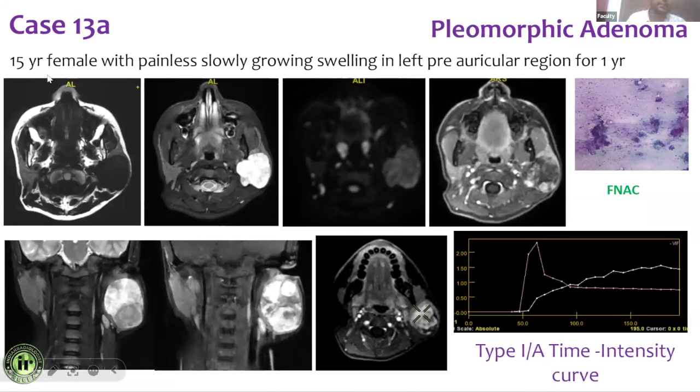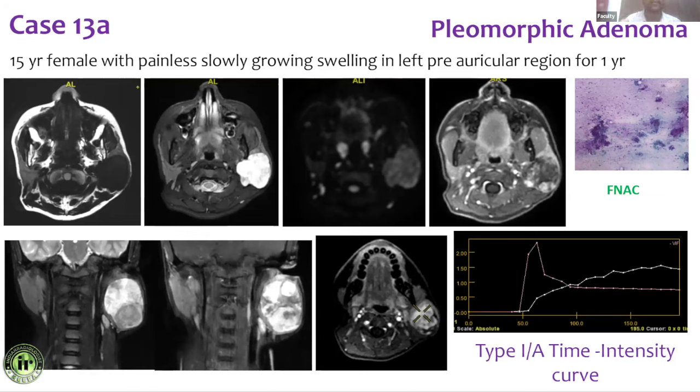Then this is another case. This is a 15-year-old female presented with a painless swelling in the left preauricular region. So what you find, there is a very well-defined encapsulated lesion, peripheral hypointense capsule, T1 hypointense lesion, T2 hyperintense, very hyperintense, even more than that of the CSF, no diffusion restriction, and a kind of heterogeneous enhancement. So this is a benign-appearing lesion involving the left superficial as well as the deep lobe of the parotid.